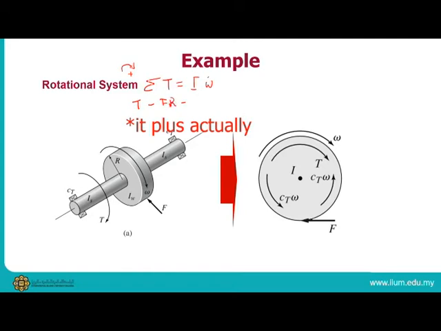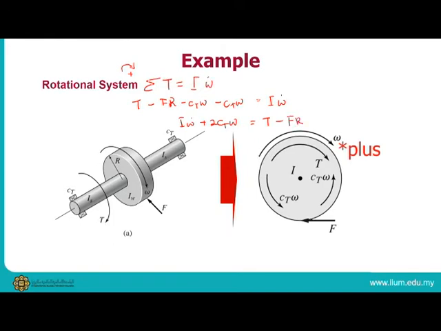This R is the radius here, right? This R, and then minus CT omega, minus CT omega, and then should be equal to I omega dot, right? So if you rearrange this one, you can get I omega dot plus 2 CT omega should be equal to T minus FR. Okay, so this is basically the mathematical model for this system.